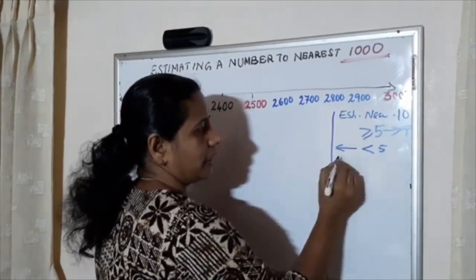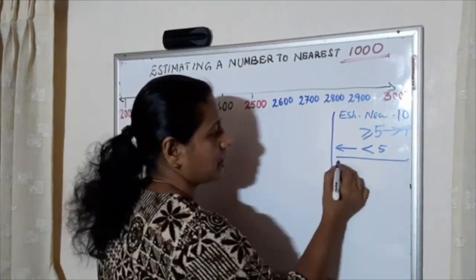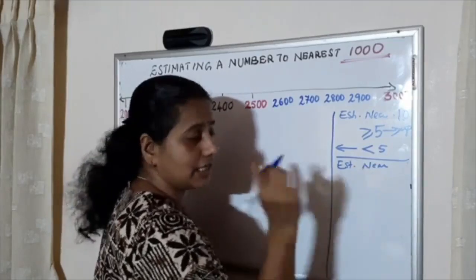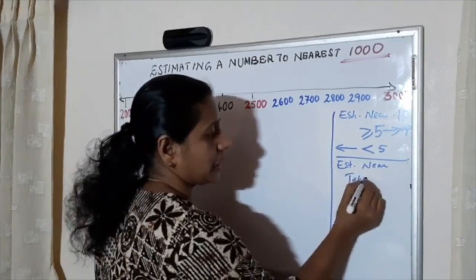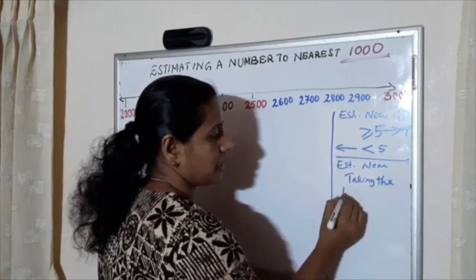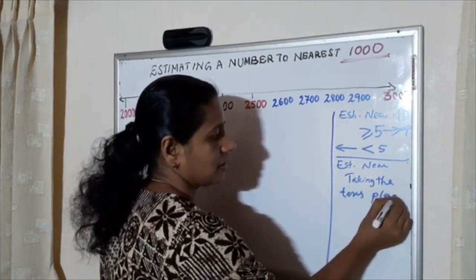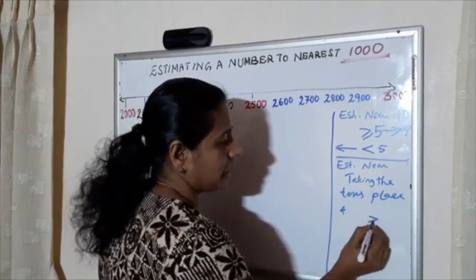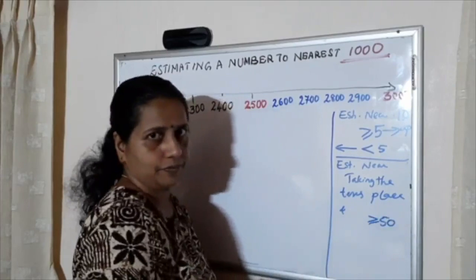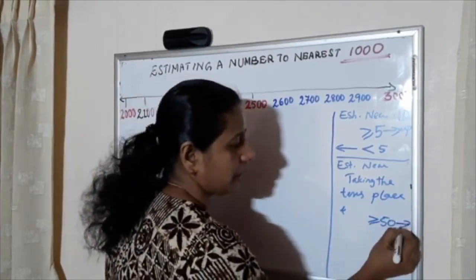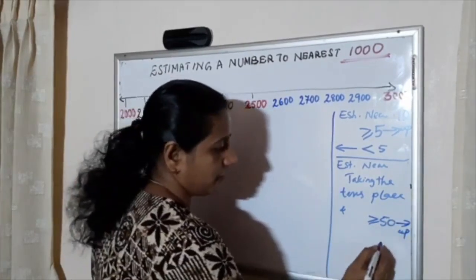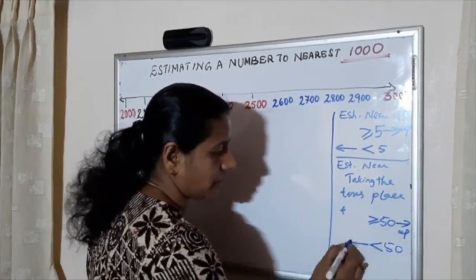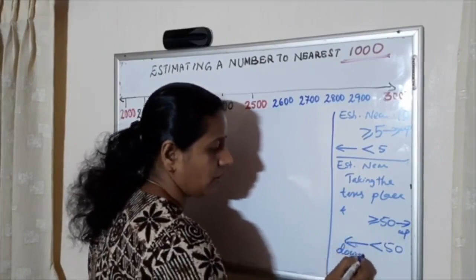Okay, then next one, estimating to the nearest 100. If we take the tens place, that is very important. Take the tens place, and if it is greater than or equal to 50, then round up. And if it is less than 50, round it down.